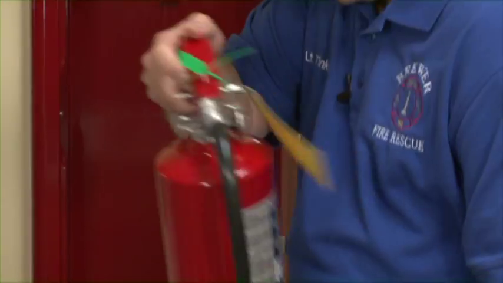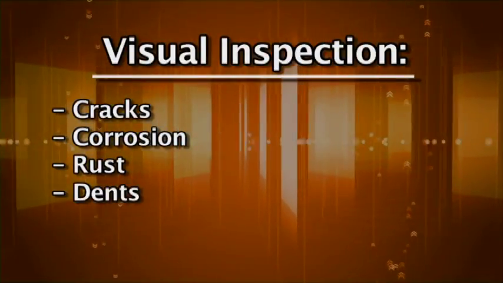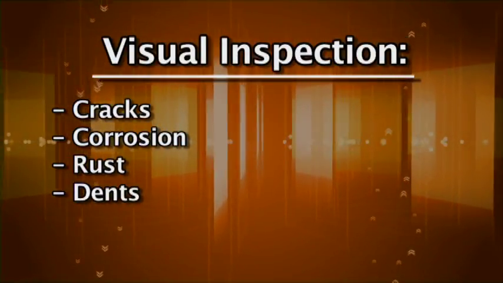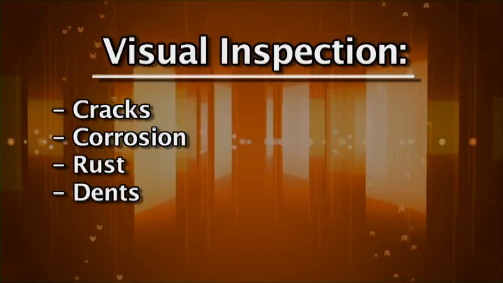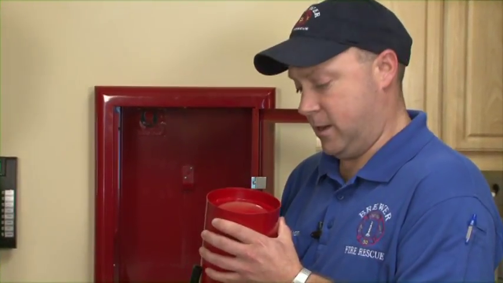Then we're going to take it out of the cabinet or off the wall and do a quick visual check around to make sure that it's not rusted or corroded and there's no cracks or dents in it. And also we're going to turn it upside down to check the bottom. What that does too is it gives us a chance to shake it a little bit to make sure that the chemical inside doesn't become caked in the bottom.